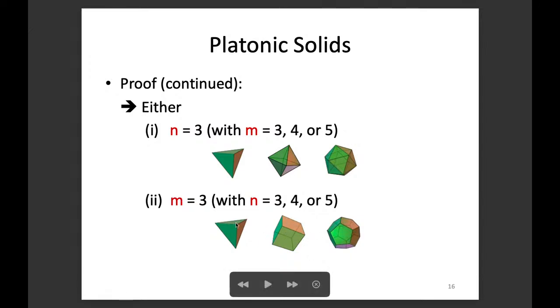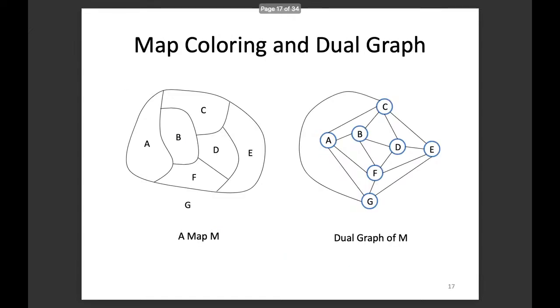So m is equal to 3, so what does that mean? For each of the polytopes here, the vertex degree is always equal to 3. 3, and then 3 here. And then for this one, m is equal to 3, 4, 5. So here, the vertex degree is 3, the vertex degree is 4, and the vertex degree here is 5. And then here, because n is equal to 3, it means that every polygon is an equilateral triangle. Okay, so that's all about platonic solids.